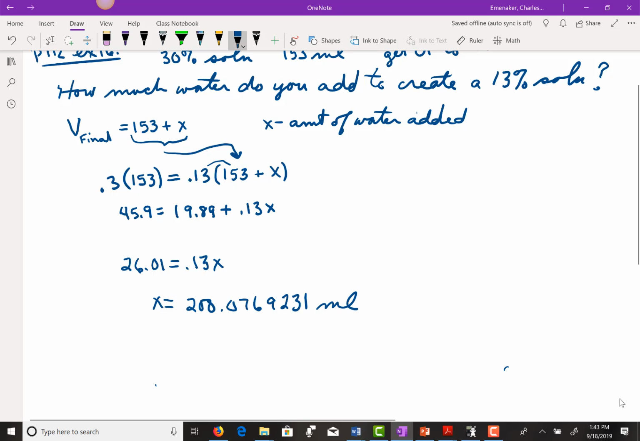Okay, well, why not? Think about it. You're in the kitchen, or you're out in the garage. Really? You can measure to that part of a milliliter? You can't even measure to those amounts, can you? Could you go out in your garage or into your kitchen and find something that will measure to the 0.0769231 milliliters? I doubt it. I think you'd have trouble finding something that will go much less than a milliliter. So how much would I be inclined to say we add? 200 milliliters.